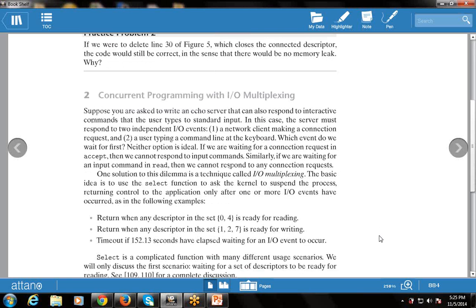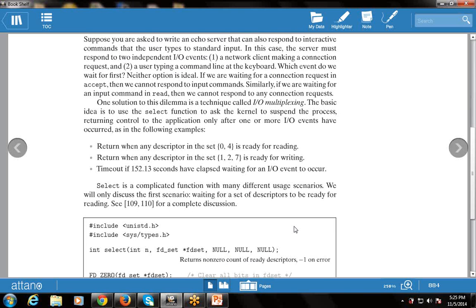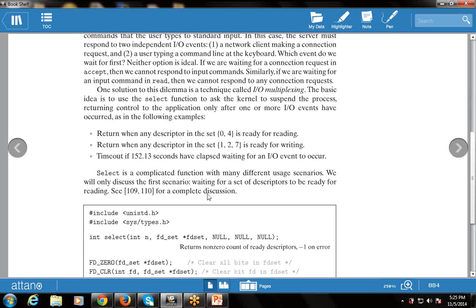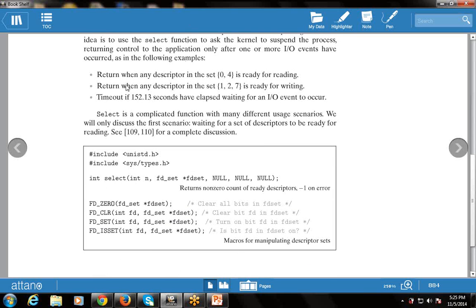Select is a sophisticated function with many usage scenarios. We will discuss the first scenario, waiting for a set of descriptors to be ready for reading only. This is the example: include unistd.h, include sys/types.h, then int select with the arguments n, fd_set, NULL, NULL, NULL, which returns a nonzero count of ready descriptors, and -1 on error.